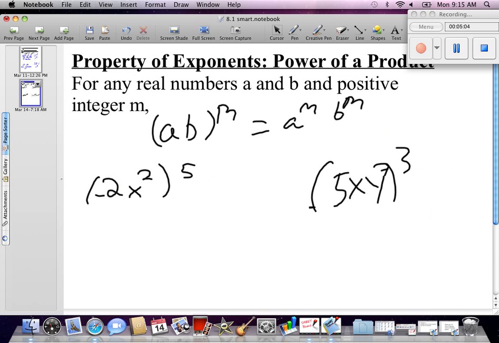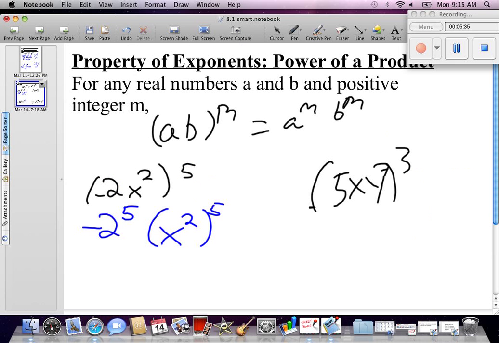So if we have two numbers multiplied together, taken to an exponent, each one is taken to the exponent: a to the m, b to the m. So let's do an example of that. If we've got negative 2x squared taken to the fifth, it's negative 2 to the fifth times x squared to the fifth. Okay? What is 2 times 2 times 2 times 2 times 2?